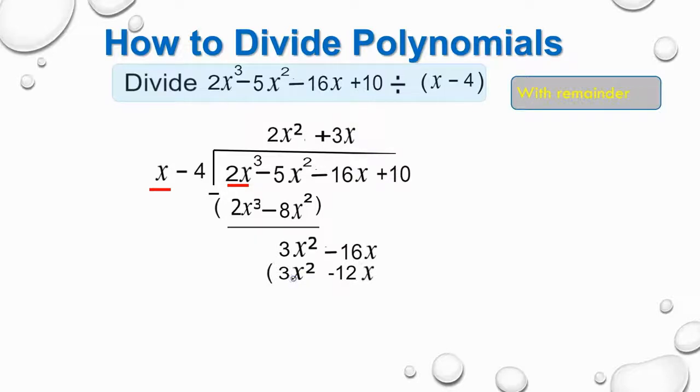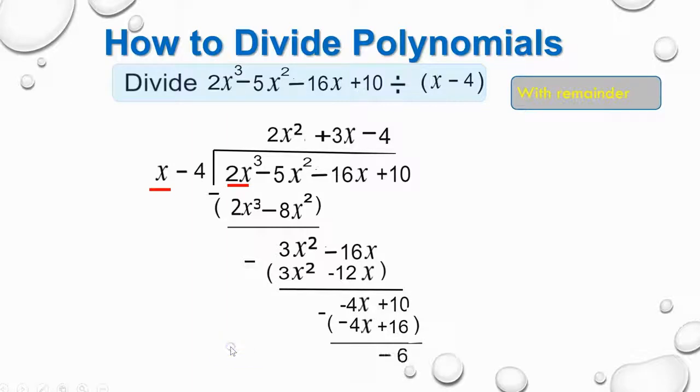Subtracting that, you have 3x squared minus 3x squared is 0. Negative 16x minus negative 12x. So minus and minus becomes a plus. Negative 16x plus 12x gives you negative 4x. Bring down positive 10. So what do you multiply with x to get negative 4x? You have negative 4. Negative 4 times x is negative 4x. Negative 4 times negative 4 gives you positive 16. Subtracting that, negative 4x minus negative 4x gives you 0. 10 minus positive 16 will give you negative 6. So you have a remainder here of negative 6.